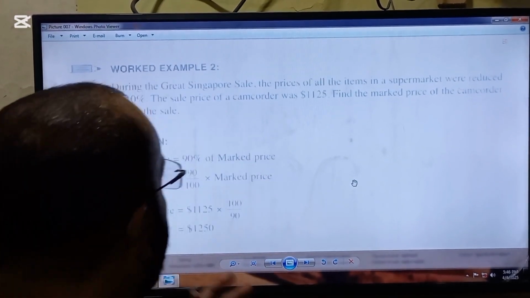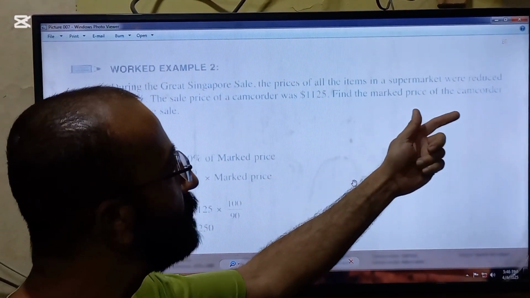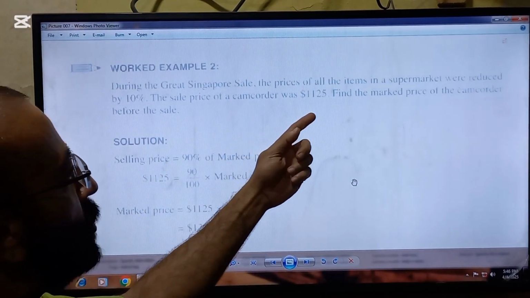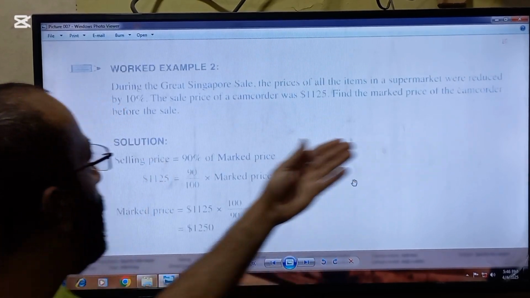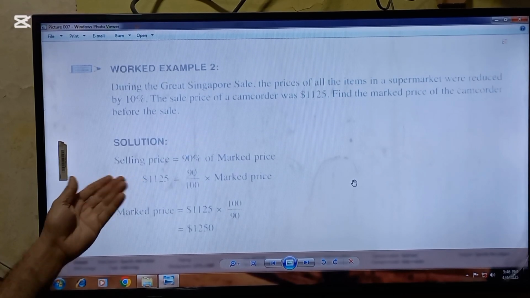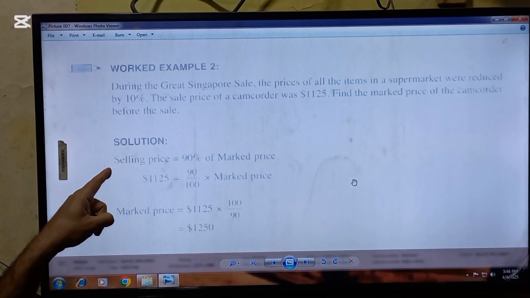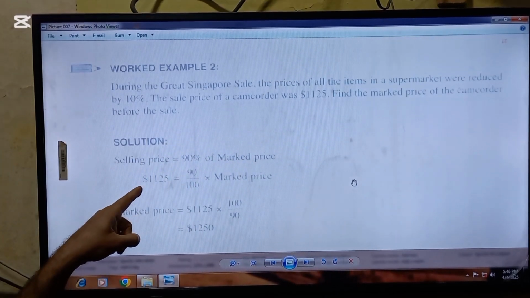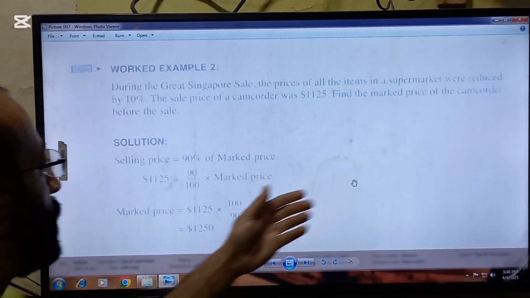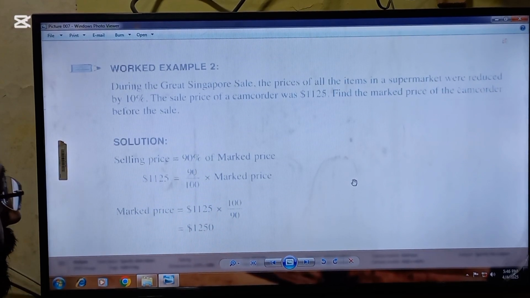Here is another question for explanation. During the Great Singapore Sale, the prices of all the items in the supermarket were reduced by 10%. The sale price of a camcorder was $1125. Find the mark price of the camcorder before the sale. So a 10% discount is given. It means the selling price should be equal to 90% of the mark price, because a 10% discount is given. And the selling price is given, that is 1125. That should be placed here. 90% is here, multiplied by the mark price, which is actually the requirement. So after cross multiplying the values, you will get the answer 1250.